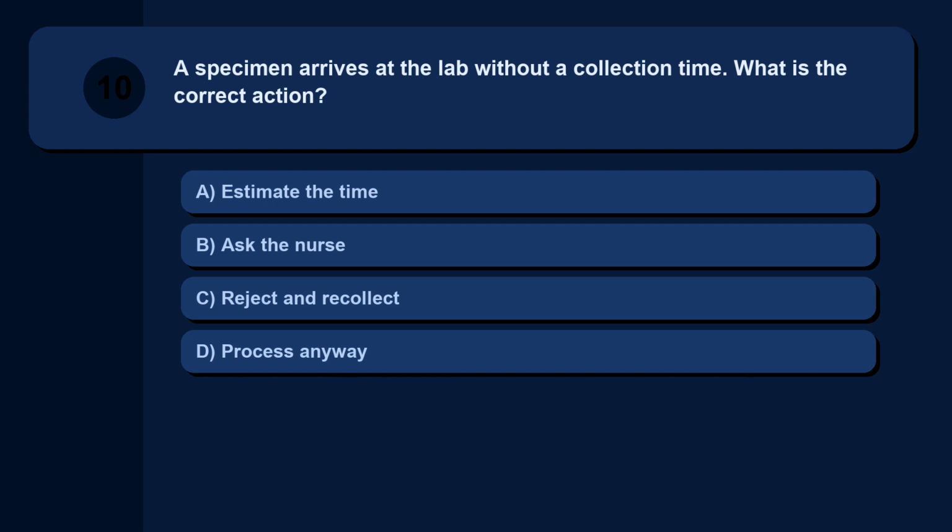Missing identifiers compromise specimen integrity and violate patient safety standards. Collection time affects analyte stability and result interpretation. Recollection is required for traceability.